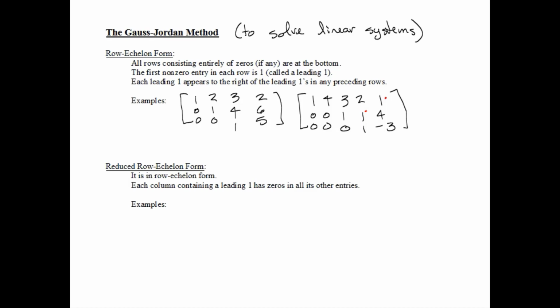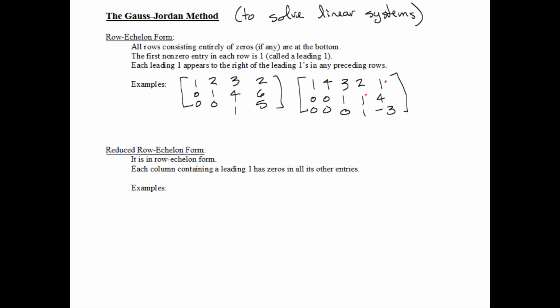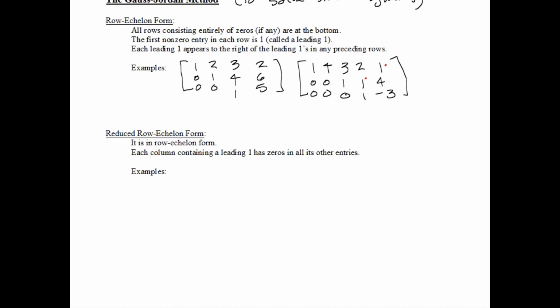And neither of these examples had any zero rows, but if there were any, they would need to be at the very bottom. Okay, let's talk about reduced row echelon form. So it's got to be in row echelon form as above, but there's an extra qualification. Each column that contains a leading one has to have zeros everywhere else in that column. So here's some examples that are in reduced row echelon form.